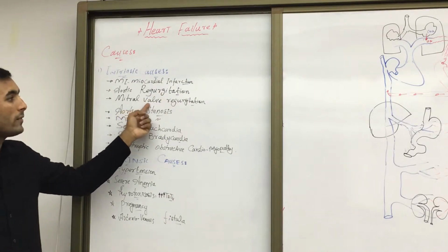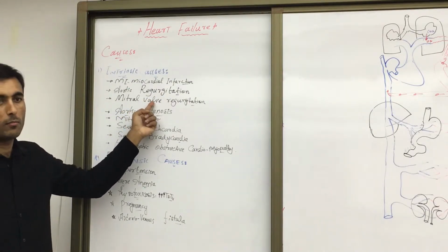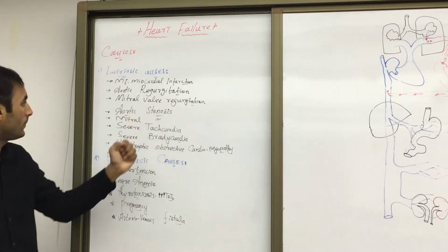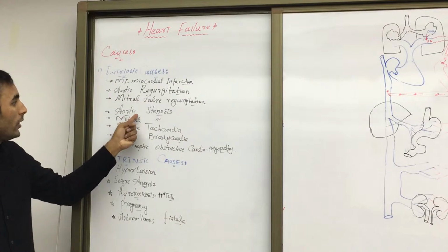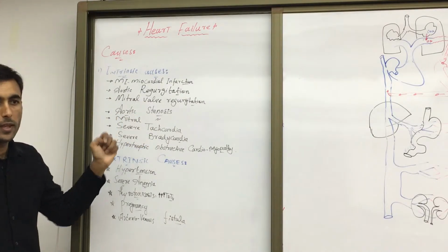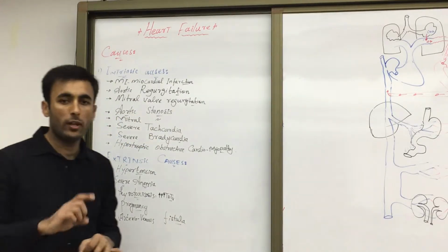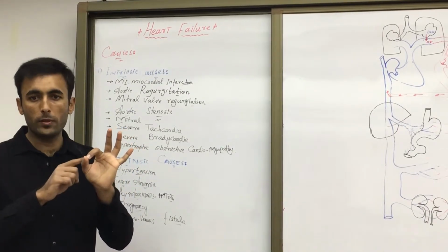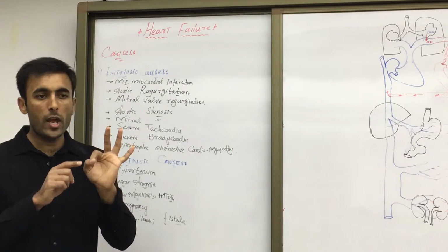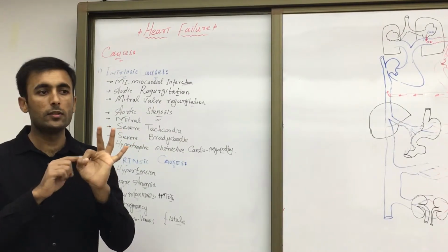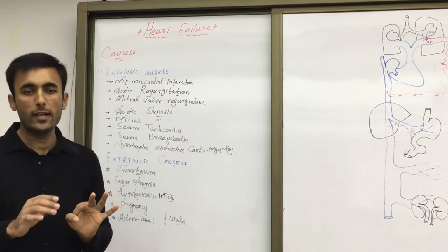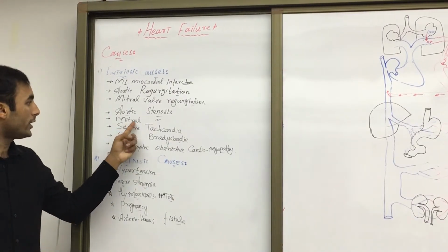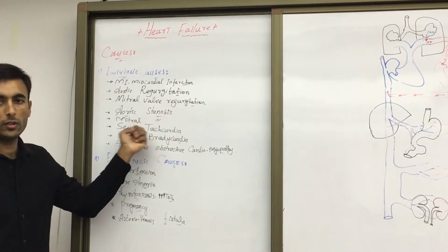Then in the same way, there is mitral valve regurgitation, which means the mitral valve doesn't close fully. That's called mitral valve regurgitation. Then we have aortic stenosis. Aortic stenosis means narrowing. For example, this is a normal aortic valve when it opens, but when the aortic valve becomes very narrow, that condition is called aortic stenosis. In the same way, we also studied mitral valve stenosis.